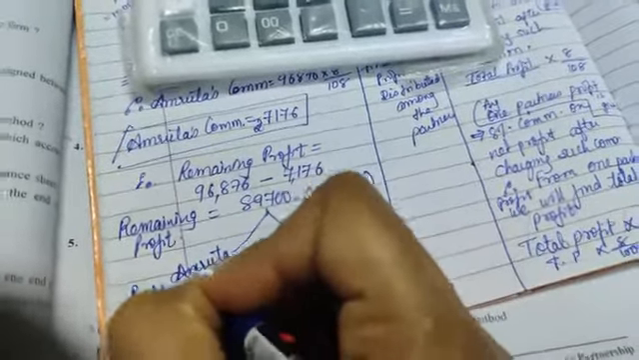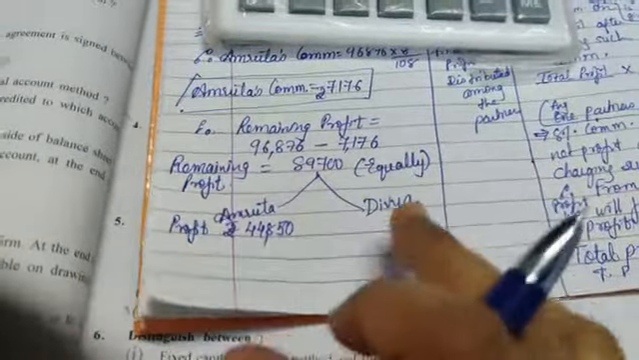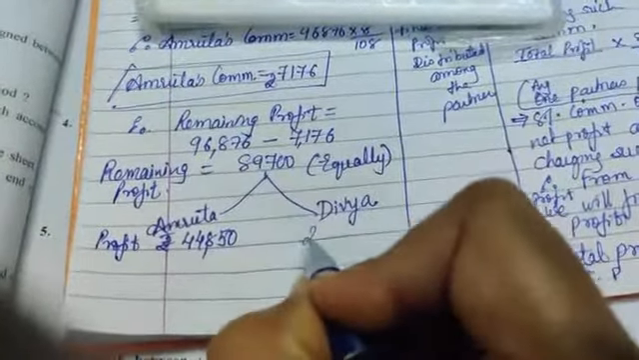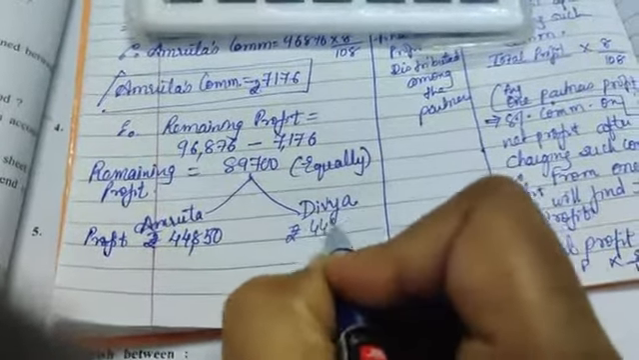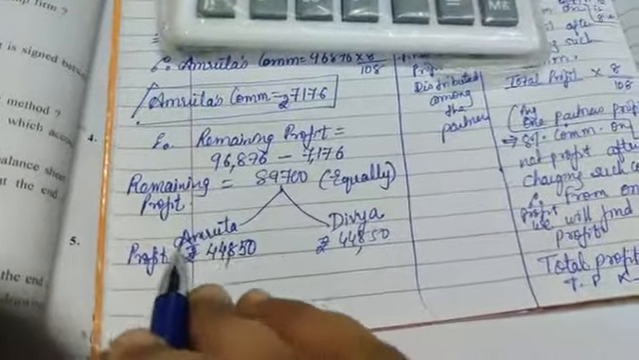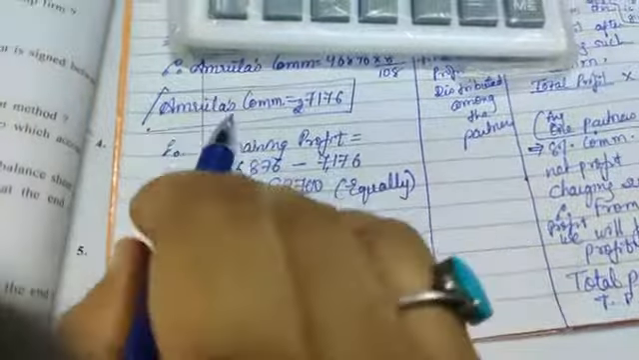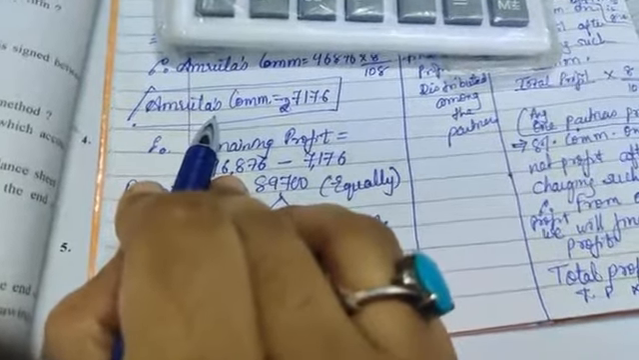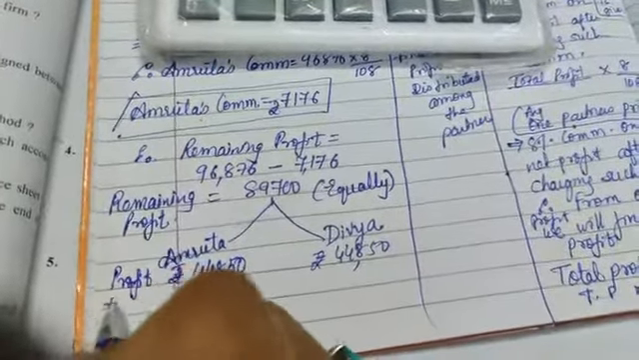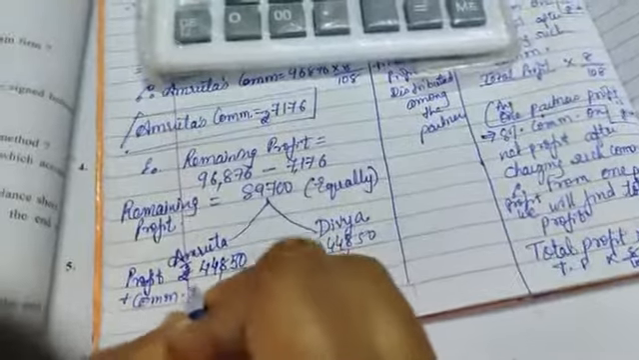So here the profit received by Amruta is 44,850 rupees. Now see, Amruta is not receiving only profit. They have not told anything about Divya, so if you want to write it down, you write for Divya that the profit amount is 44,850. If you do not want to write it down, leave it. Okay, now Amruta is important for us. So Amruta is not only receiving profit, but she is also receiving the commission. So the total amount received by Amruta will be profit plus commission.